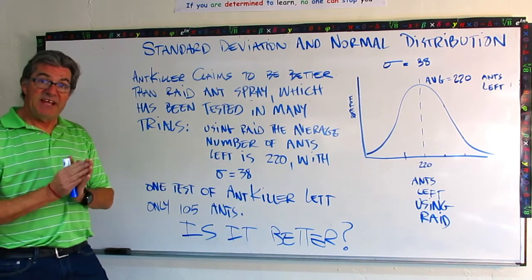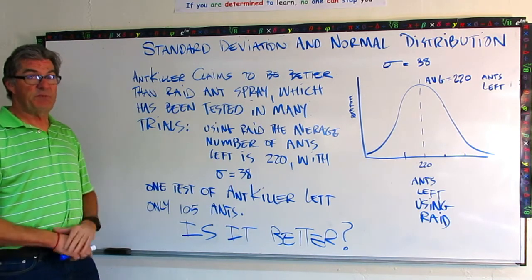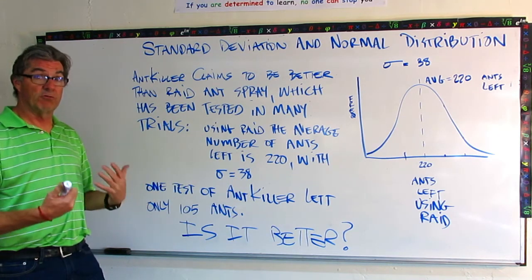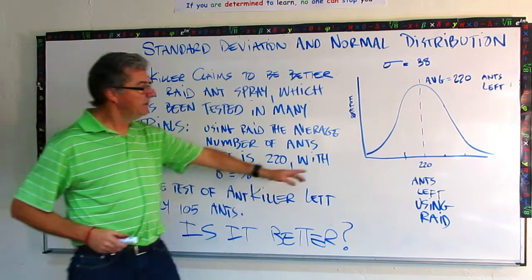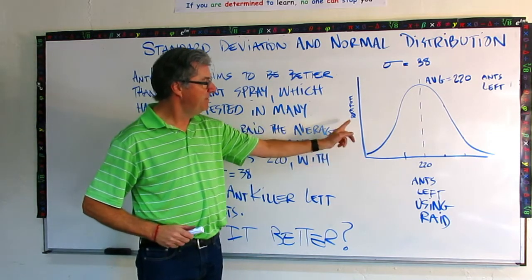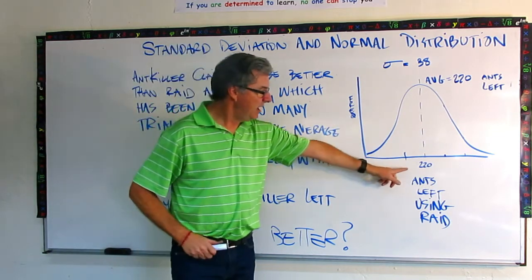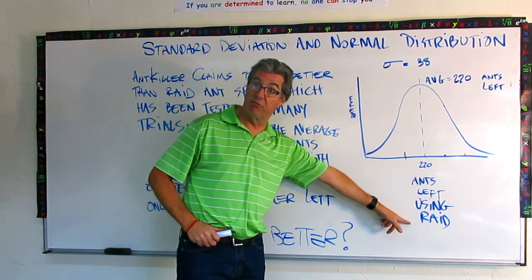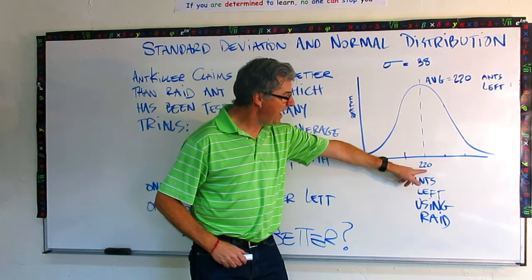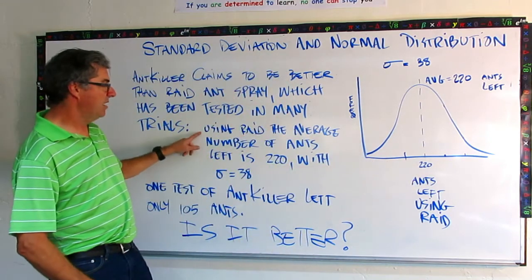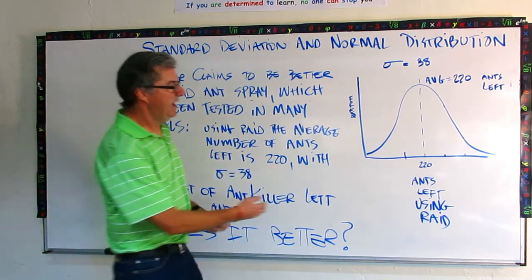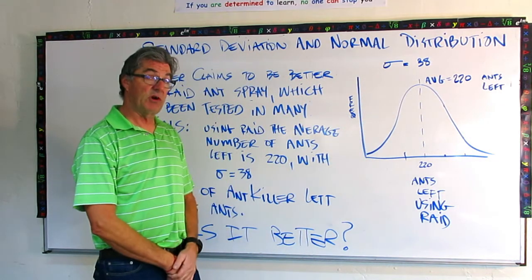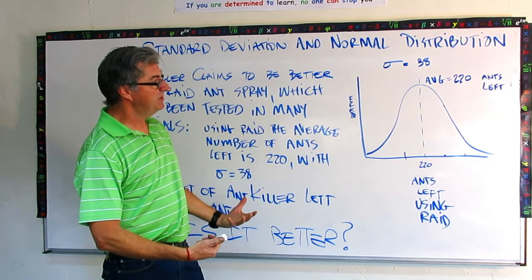Okay, so to answer that, the first thing we need to do is put up the normal distribution and mark off the standard deviations for Raid. I've drawn my frequency diagram, frequency on the vertical axis, the values on the horizontal, and this is ants left using Raid. And I marked off our average, 220. Average number left is 220, and that corresponds with the peak. That's the mean, the most occurring value in our normal distribution.